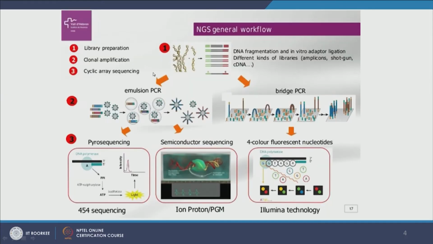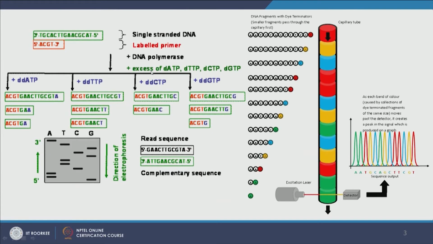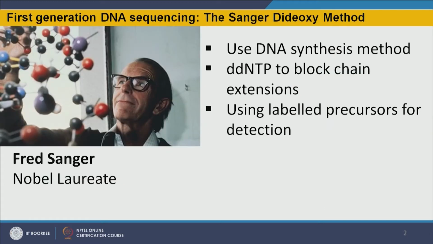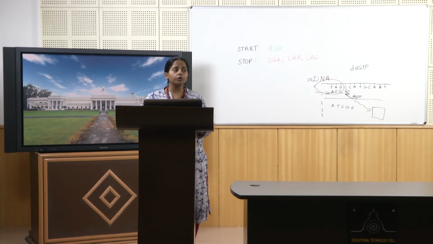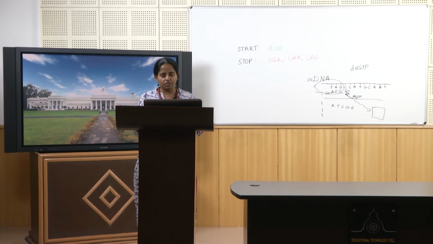Now this is called the first generation sequencing method, first generation DNA sequencing. Now coming to second generation DNA sequencing. In second generation DNA sequencing, the major advancement was that we could multiplex these sequences. Here we are sequencing a single strand at one go, so it's very slow.